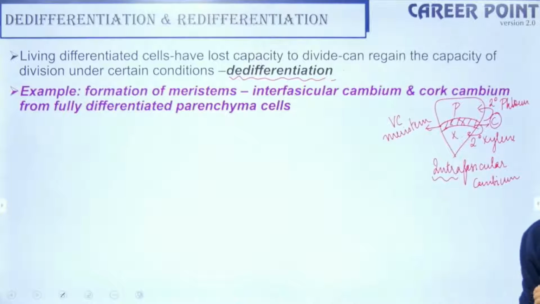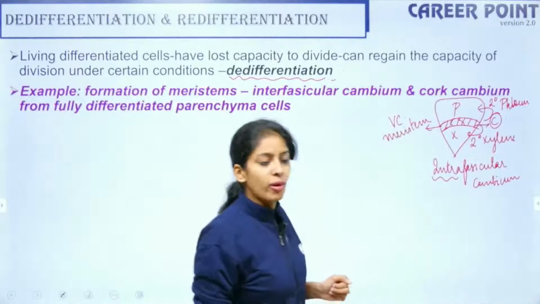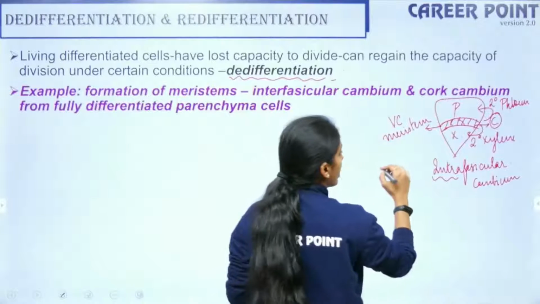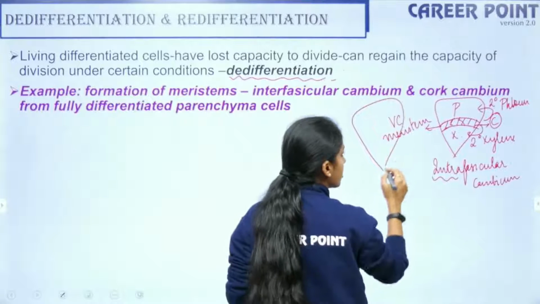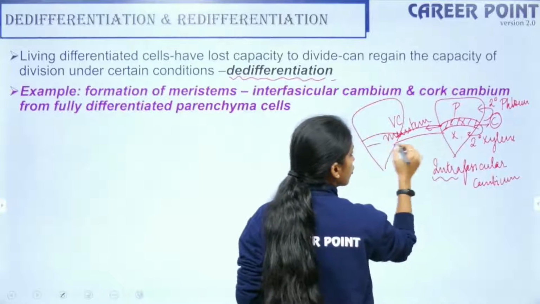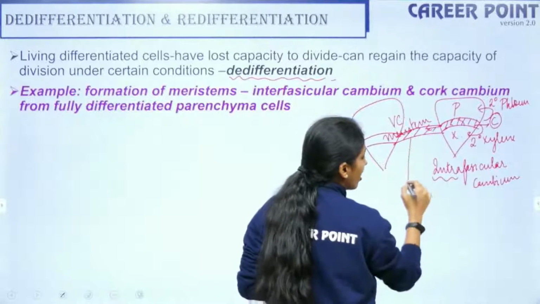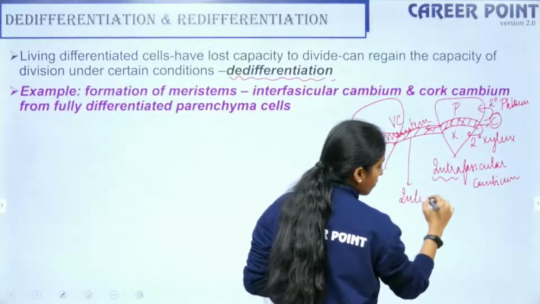Now, when it is capable of secondary growth, after giving rise to secondary phloem and secondary xylem, it also forms a cambial ring, right? It also forms a cambial ring. So this is known as your interfascicular cambium.